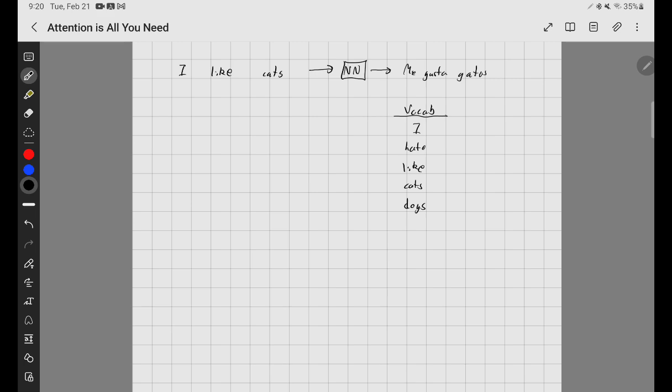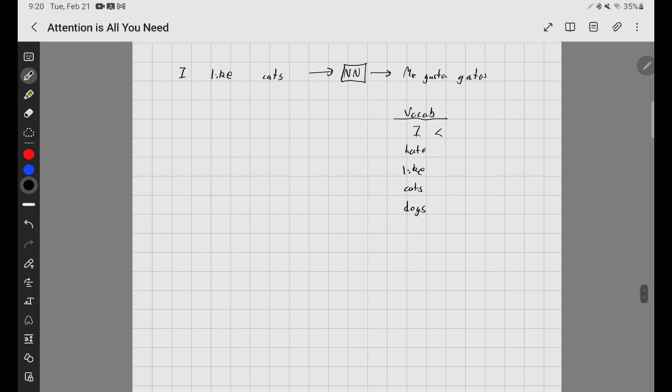And what you can do is represent words by their indices in the vocabulary. So I can represent the word I as the number 0, the word like as the number 2, and the word cats as the number 4. And now we're getting somewhere. Now we can actually feed that through a neural network and get an output. It's just hard to encode a lot of information into a single number. So you can actually encode this as a one-hot vector.